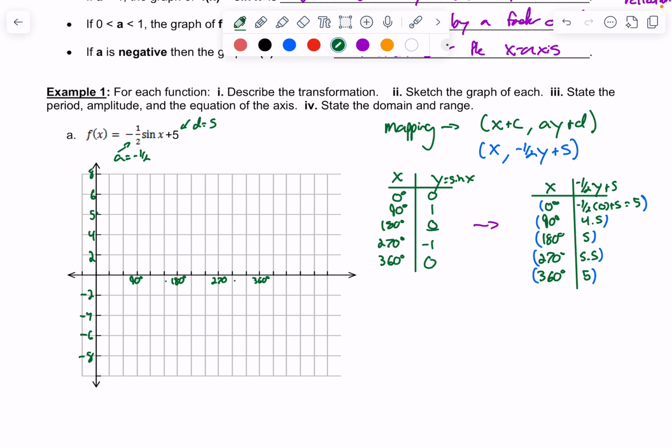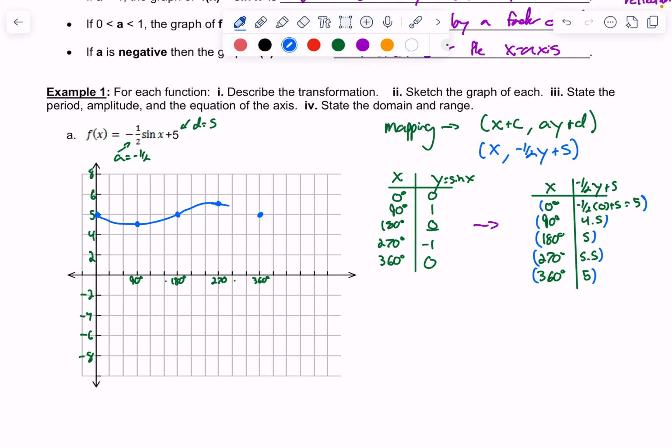Okay, so plotting the point 0 degrees and 5. I'll do it in blue. 0 degrees and 5. 90 degrees and 4.5, which would be halfway between these two. And then we have 180 and 5, so right up here. We have 270 and 5.5, right there. And then 360 and 5, right there. So connect those points.